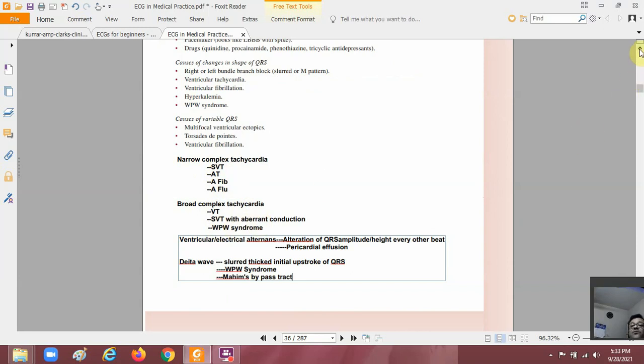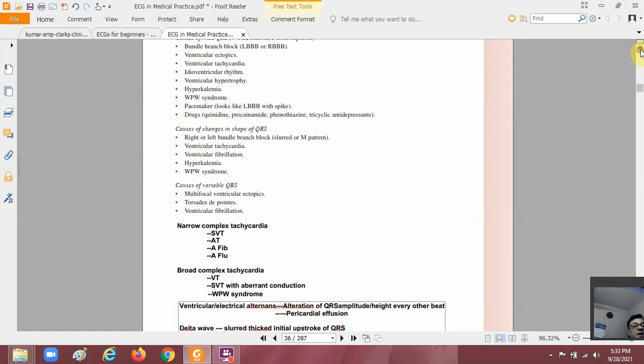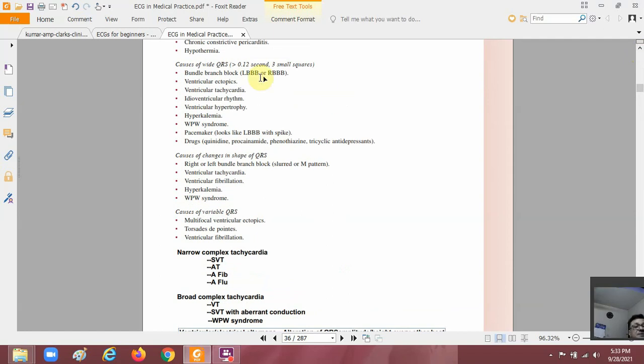What are the causes of wide QRS complex? The broad QRS complex is also the wide QRS complex. The first three are the same as in the wide complex tachycardia. Wide QRS complex means the duration of the QRS complex is more than 0.12 second, which is more than 3 small squares.